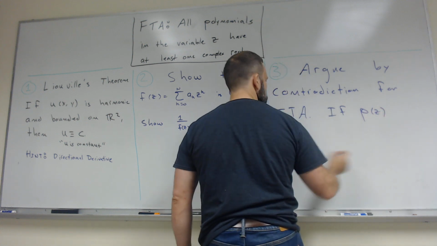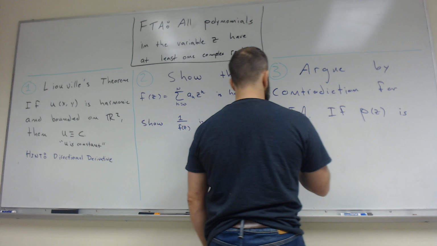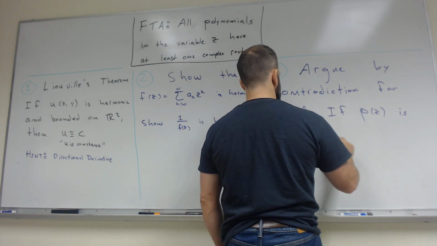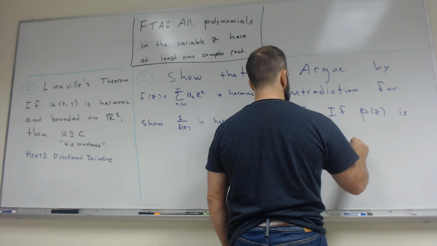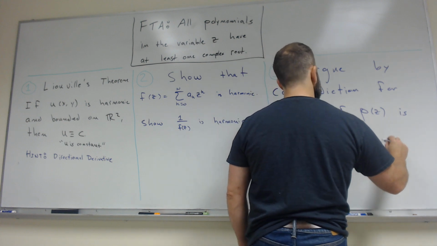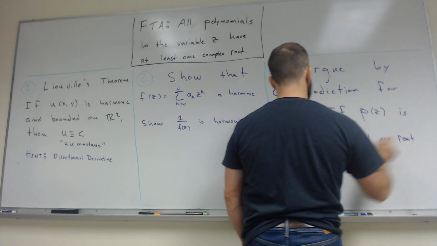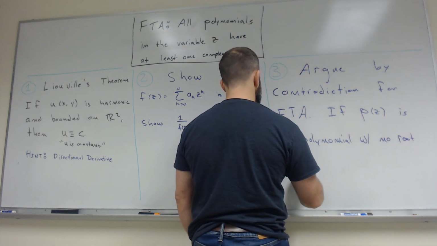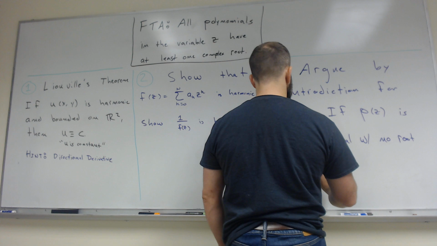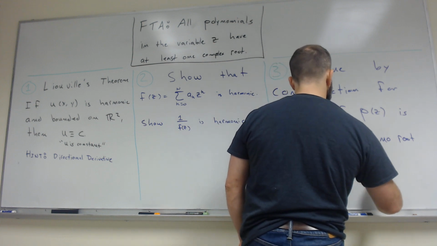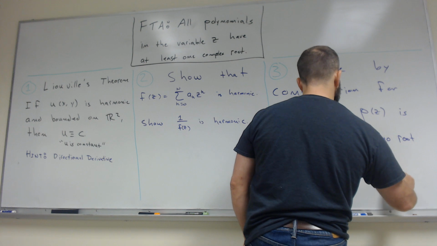If p of z is a polynomial with no complex root, then there's a contradiction. Obviously you're going to have to find the contradiction. I'm going to move out of the way in a minute.